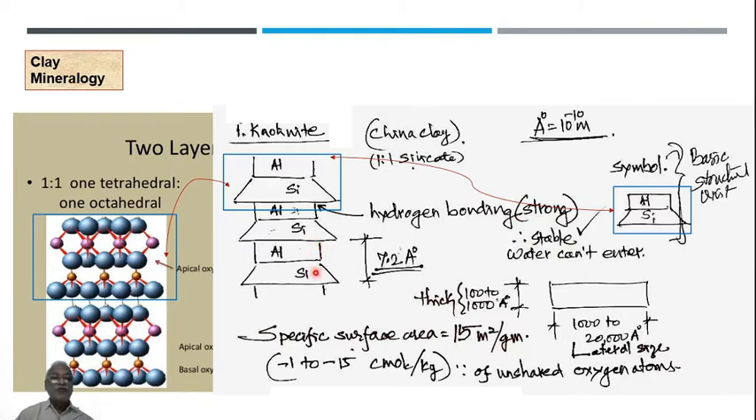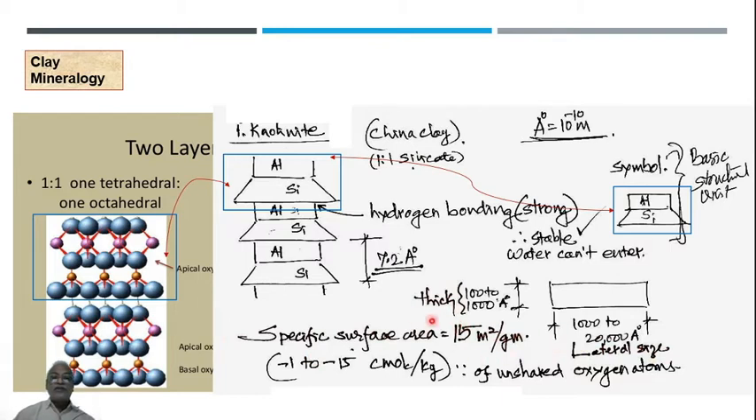The thickness of one such layer is of the order of 7.2 angstroms, but when it comes in existence, the sheet will have a sufficiently good number of such molecules together, so the thickness will be 100 to 1000 angstroms. Such a sheet can be visible, right? And lengthwise, it will be 1000 to 20,000 angstroms lateral size.